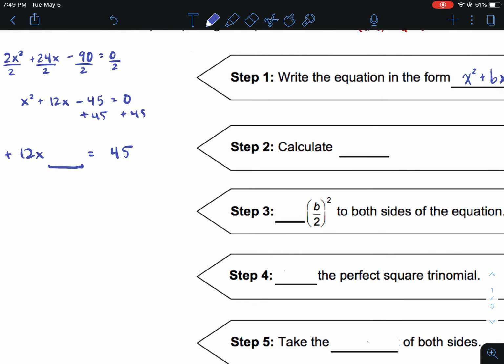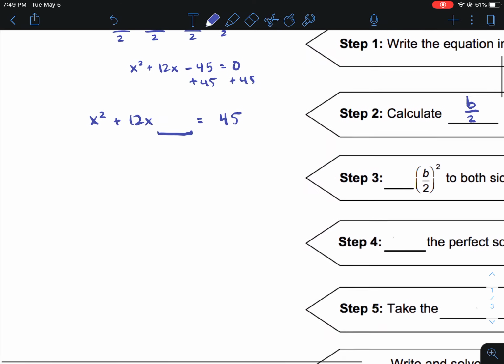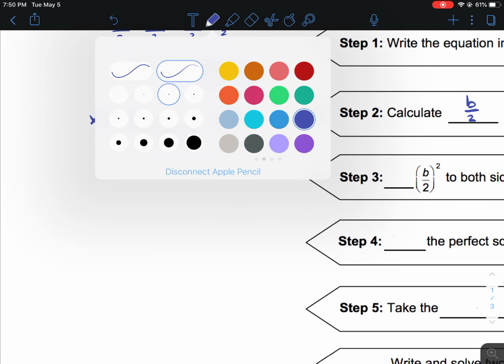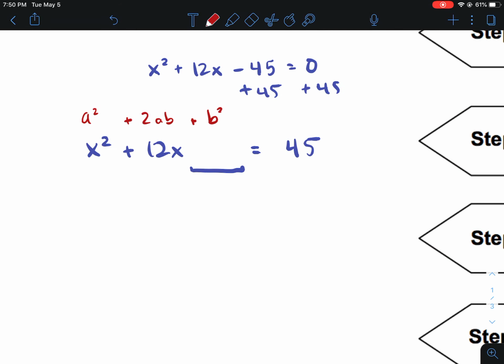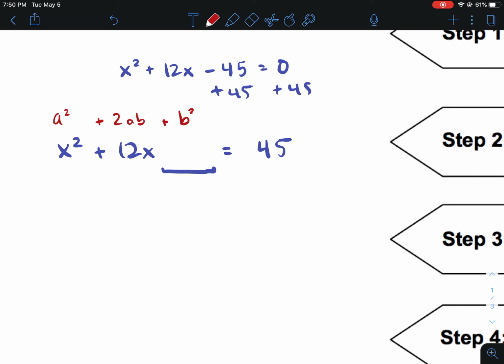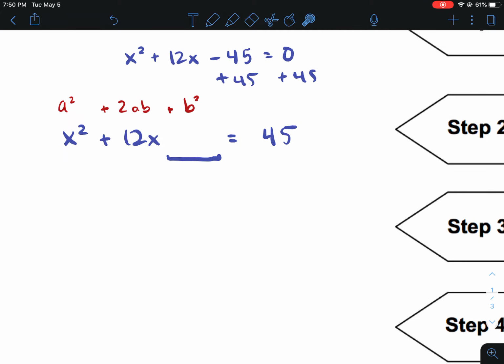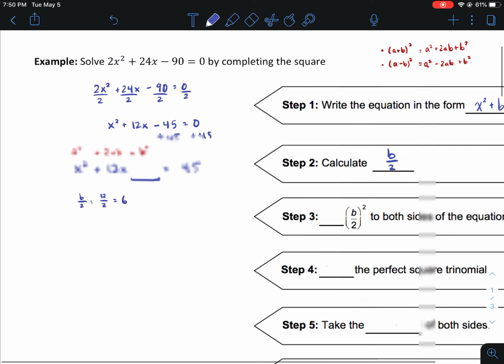The first thing you're going to do is you're going to calculate b over 2, right? And the reason we do b over 2, it's not arbitrary. It's a squared plus 2ab plus b squared, right? That's our perfect square trinomial. And so really, to figure out b, we need to cut this in half, right? And we already know a is just x. So if we cut this in half, we get b over 2 is equal to half of 12, which is 6. And that's kind of our magic number that's going to make this a perfect square, right?